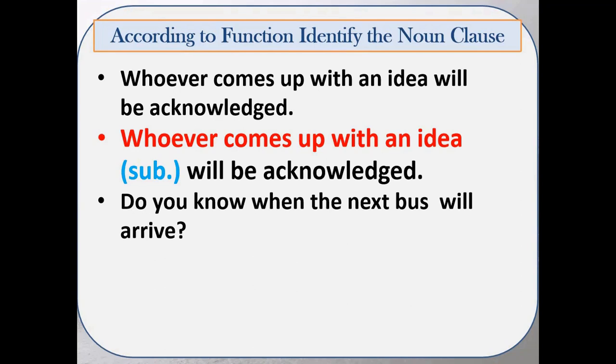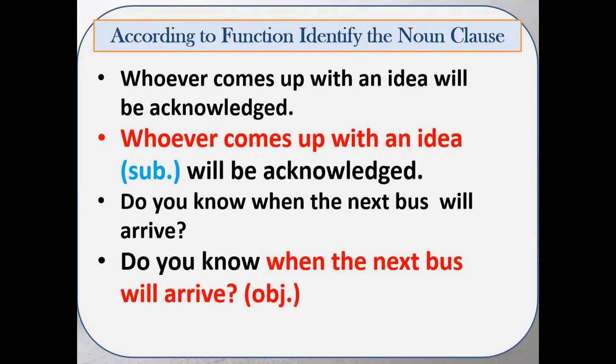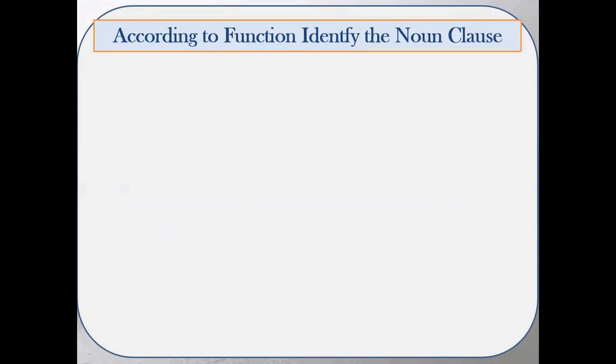Then, "Do you know when the next bus will arrive?" How can you identify it with the help of subordinating conjunctions as well? "When the next bus will arrive" is a noun clause used as an object.